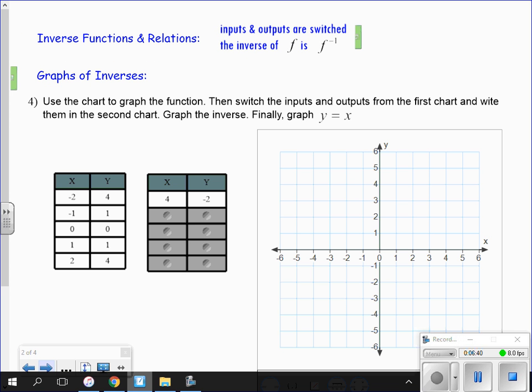In an inverse function, inputs and outputs are switched, so your x and y's swap. The input of one is the output of the other. Inverse functions undo each other. Think about squares and square roots. The input of one is the output of the other. They undo each other.